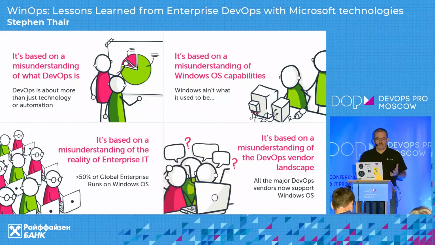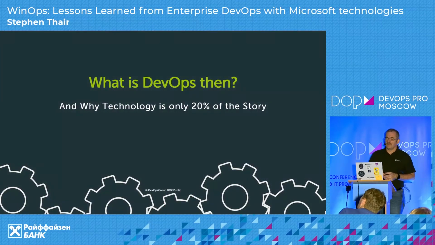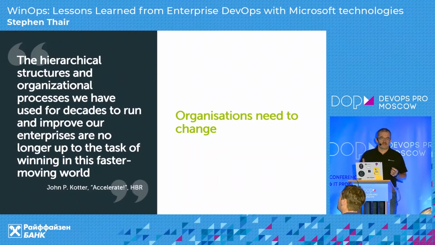So I'm just going to start with a very quick recap of what DevOps is and what DevOps means to us. And firstly, why technology is only part of the story. There's a guy named John Kotter. He's a professor at Harvard, and he wrote an article in 2013 called Accelerate in the Harvard Business Review. And this quote in the article always struck me, that organizations need to change. The market, the ecosystem, the business environment in which we operate has changed. The quote: "The hierarchical structures and organizational processes we have used for decades to run and improve our enterprises are no longer up to the task of winning in this faster moving world."